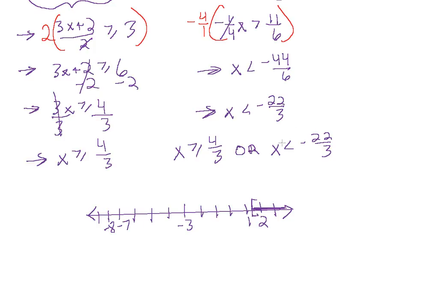Now here we want all the values that are less than minus 22 over 3, which is right about here. We're not including the value minus 22 over 3 in our solution set, so we're going to put a parenthesis here. We want all the values less than this value, so we're going to shade to the left. Those are our two regions. We should have two regions because it's an OR compound inequality.